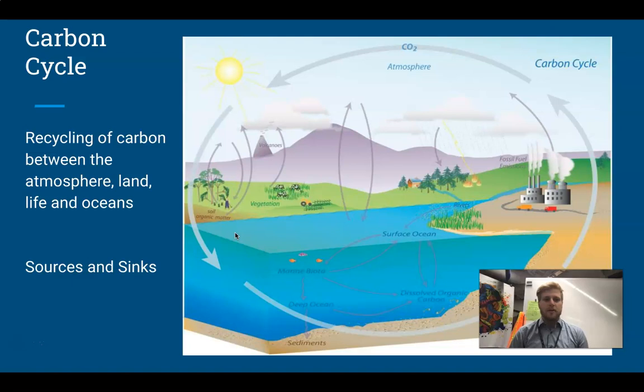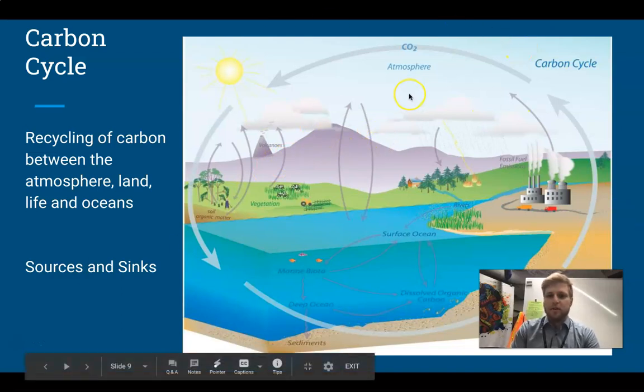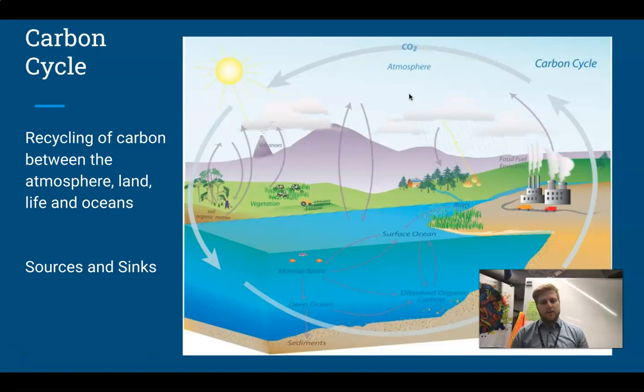Now, this is just an introduction. We're going to be talking a lot more about it. So let's jump right in. So here you can see we have a representation of the carbon cycle. Now, you might have seen things like this, like the water cycle before, which we will talk more about as well. But basically, the carbon cycle is the recycling of carbon between the atmosphere, land, life, and oceans.